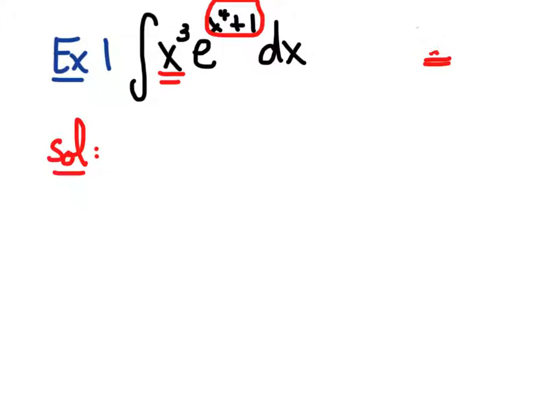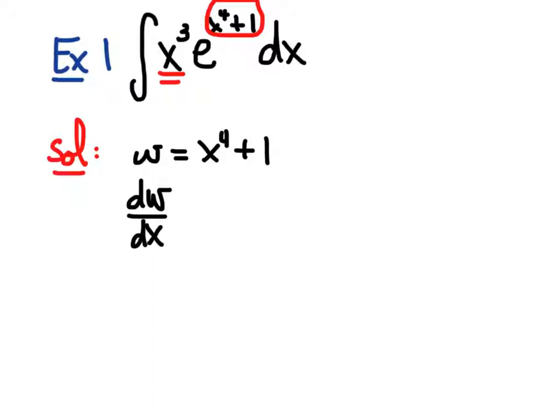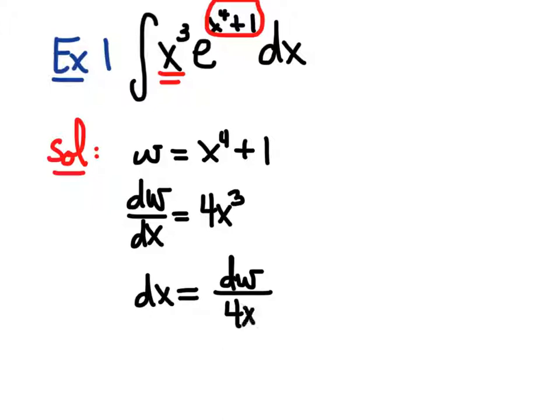So let's go ahead and set our w equal to x to the fourth plus 1. The next step is to find the derivative of w with respect to x. So we take a derivative, that's 4x to the third plus 0. And the final step is to solve this last little equation here for dx. So we find that it's dw over 4x to the third.